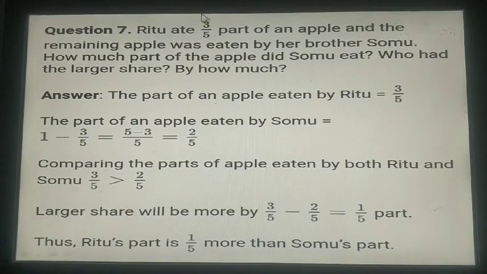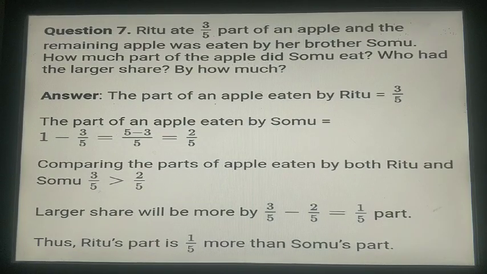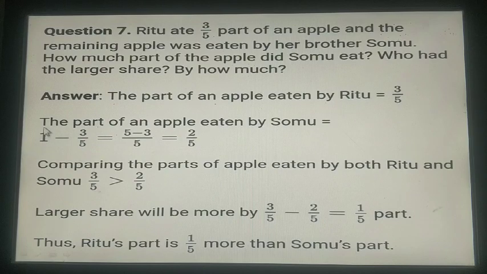Next, question number 7. Ritu ate 3/5 part of an apple and the remaining apple was eaten by her brother Somu. How much part of the apple did Somu eat? Who had the larger share and by how much? So here children, the whole part is always given as 1. So 1 minus 3 by 5 is 5 minus 3 upon 5. So the answer is 2 by 5. This is the part of the apple eaten by Somu.